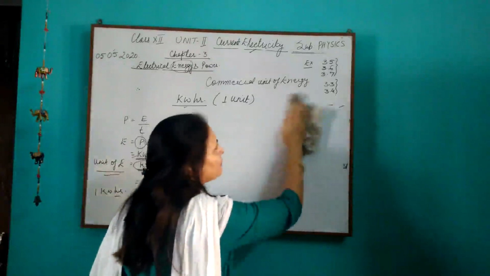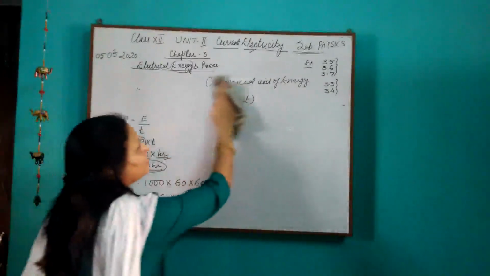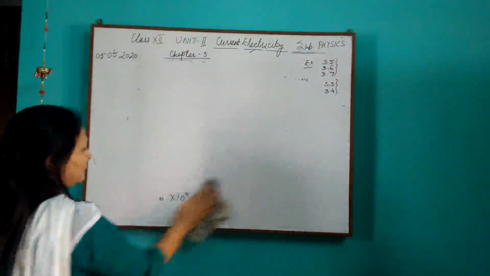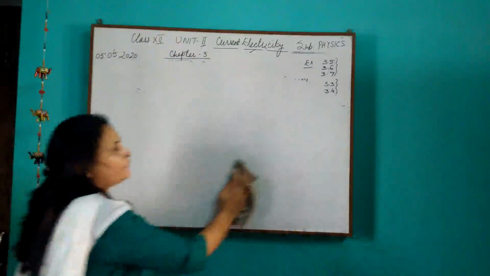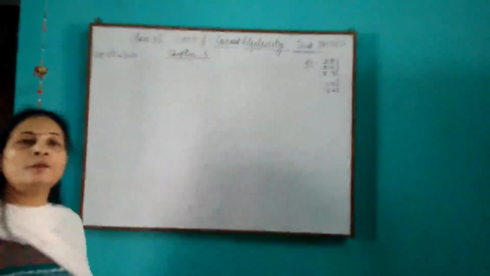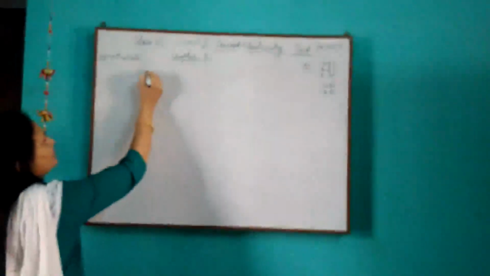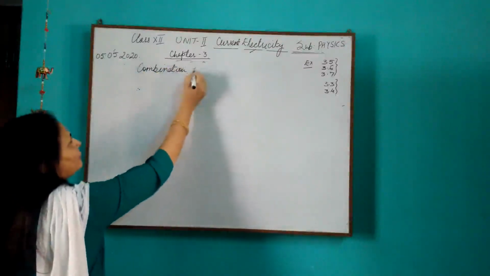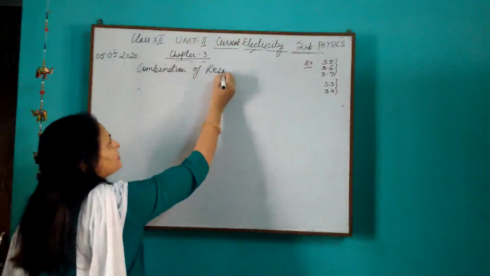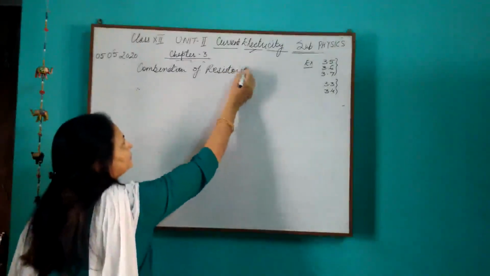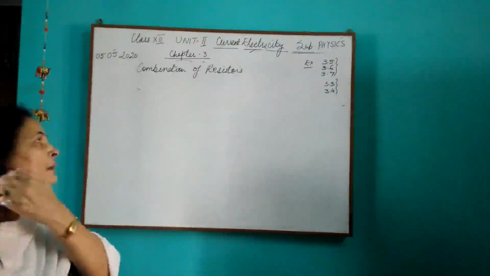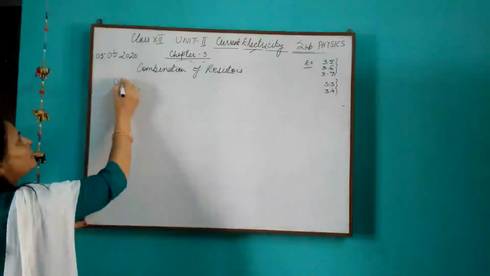Now we'll talk about combination of resistors. See, if you have done this in class 10, it is a sort of revision for you. So resistors can be combined in series and in parallel. Suppose they are combined in series.